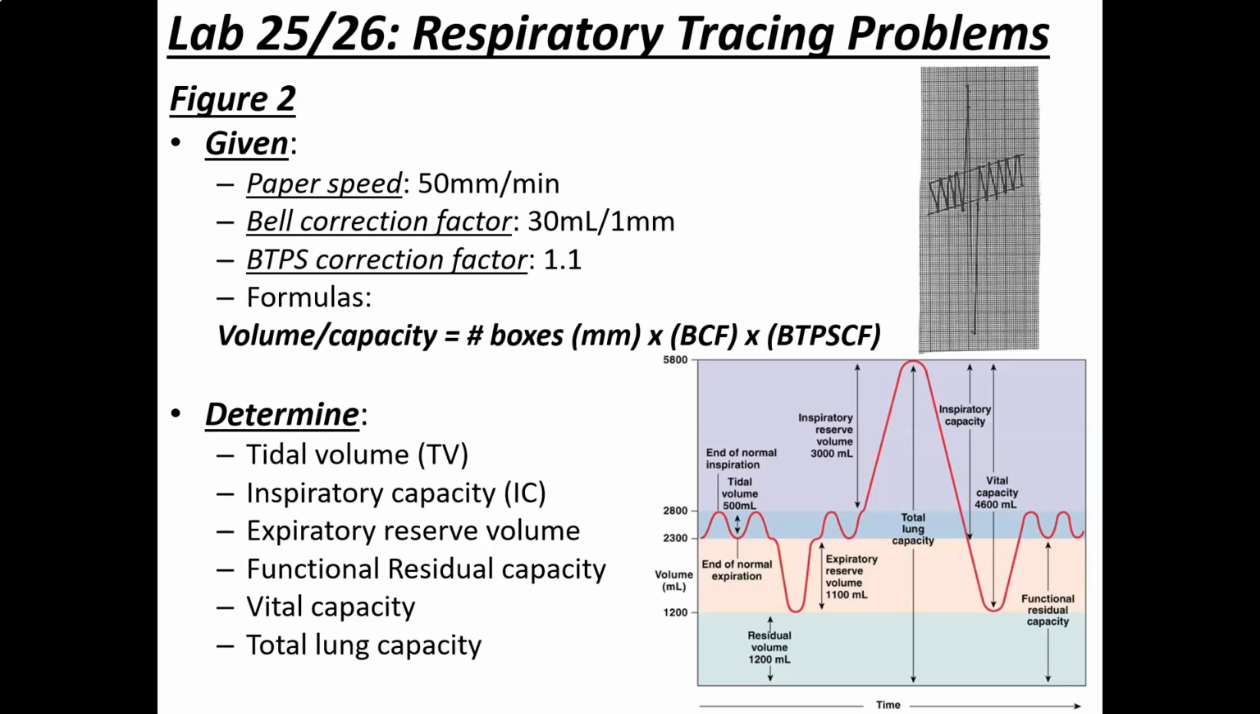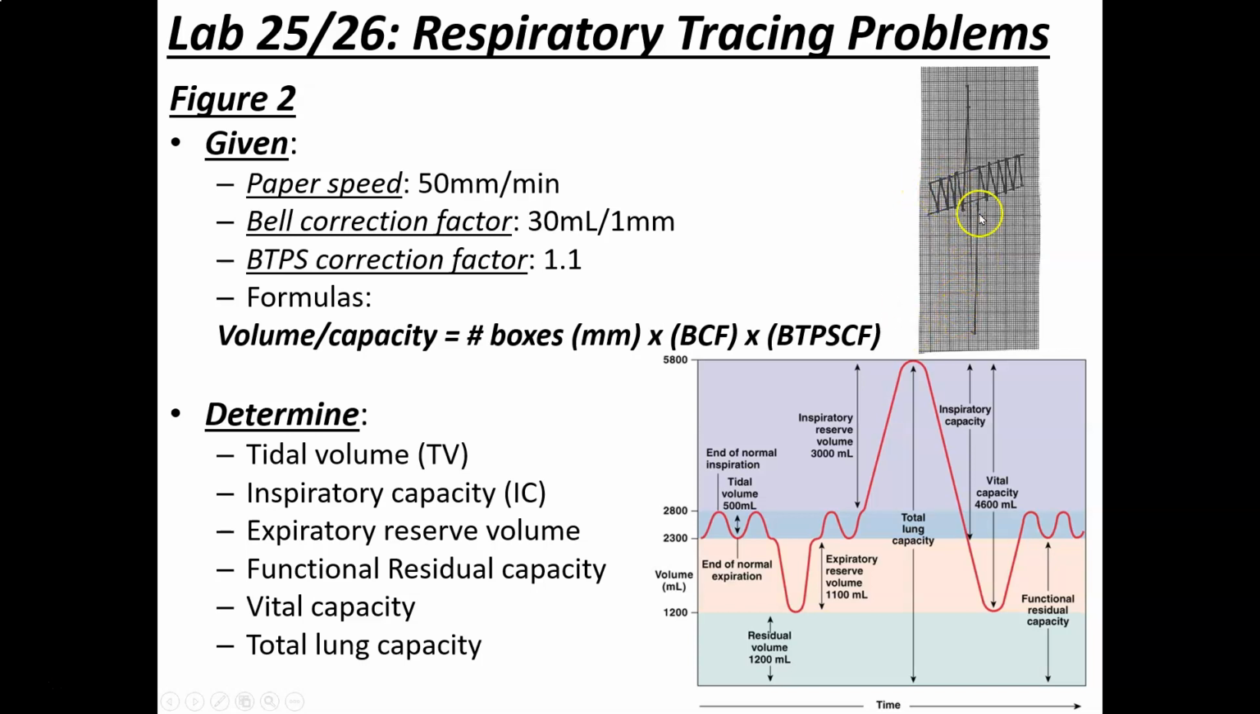For the next tracing, we have a short time for this lab quiz relative to the other ones. So let's not worry about anything except for the vital capacity here. And the only reason I want to worry about the vital capacity is we did it a little different way in lab, just kind of make sure you know.